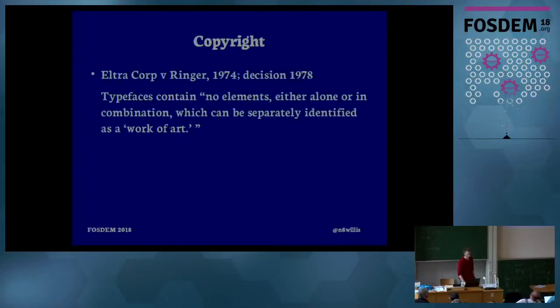We can go back and see how we got here. These are the cases you can look up if you care about these things. 1974, Eltra tried to copyright a typeface and got told by, I think Ringer was the Copyright Office chairperson, however that works: no element, either alone or in combination, can be separately identified as a work of art. That doesn't feel good if you work on typefaces all the time, I'm sure.